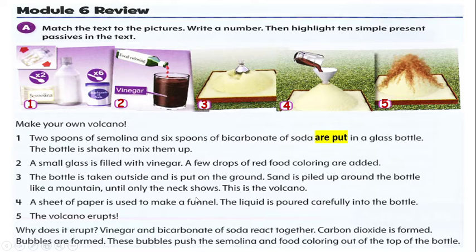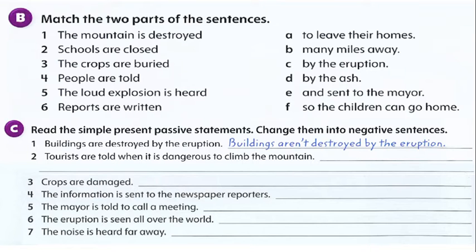First one is are put, second is shaken, third is filled, fourth are added, fifth is taken, sixth is put, seventh is filled up, eighth is used, ninth is poured, 10 is formed, 11 are formed. Well, they said 10, but if you find more, you can. 9, 10, 11.